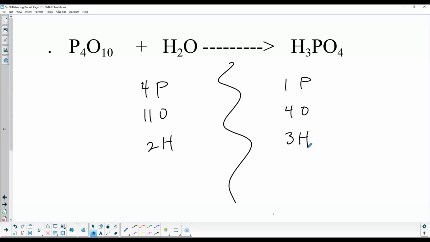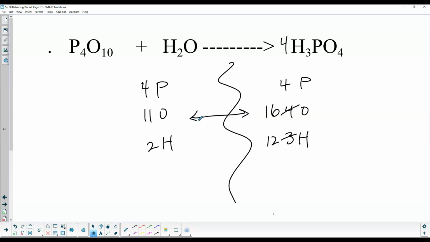Okay. 4 phosphorus and 1. If I put a 4 here, phosphorus becomes 4. Hydrogen becomes 12. And oxygen becomes 16. Okay, this happens on occasion where I get like 2 numbers. I look at like 11 and 16. Those numbers don't jazz me up.